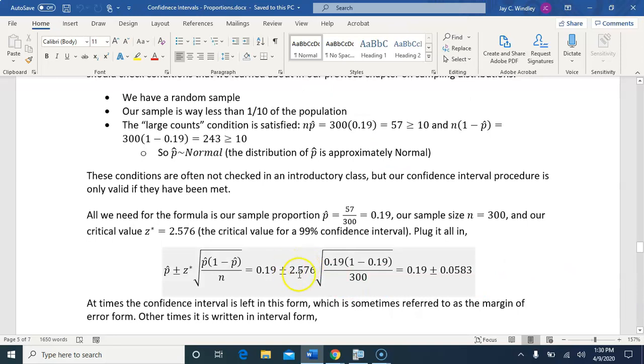So 2.576 there, our p-hat of 0.19, 1 minus our p-hat of 0.19, and our sample size, which is 300. Usually I do this whole calculation after the plus or minus sign because that quantity there is our margin of error, 0.0583.